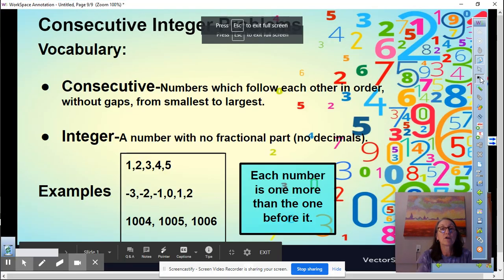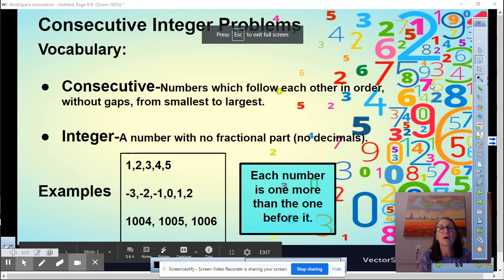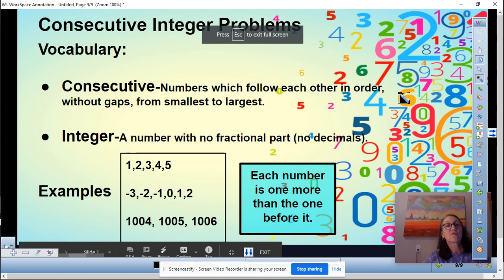All right, these problems are called consecutive integer problems. Let's first look at some vocabulary. Consecutive integers are, first let's start with consecutive. Consecutive means one right after the other. In numbers, they're numbers that go from smallest to largest, and there are no gaps between numbers.